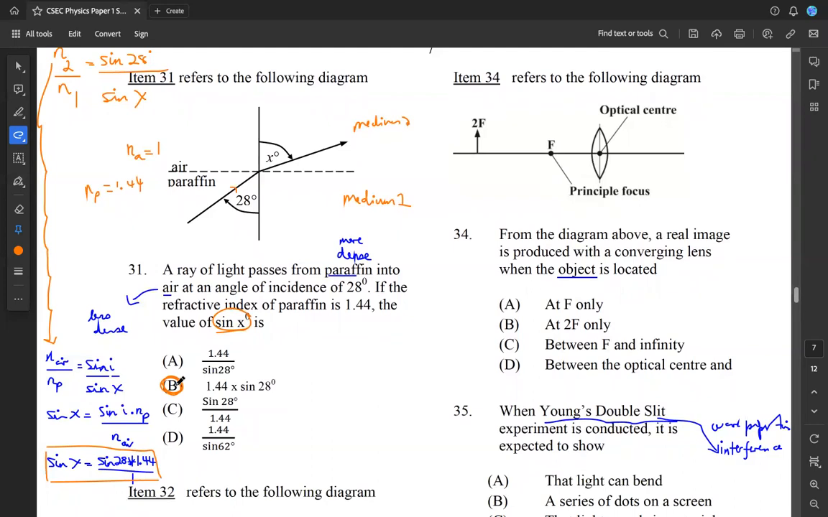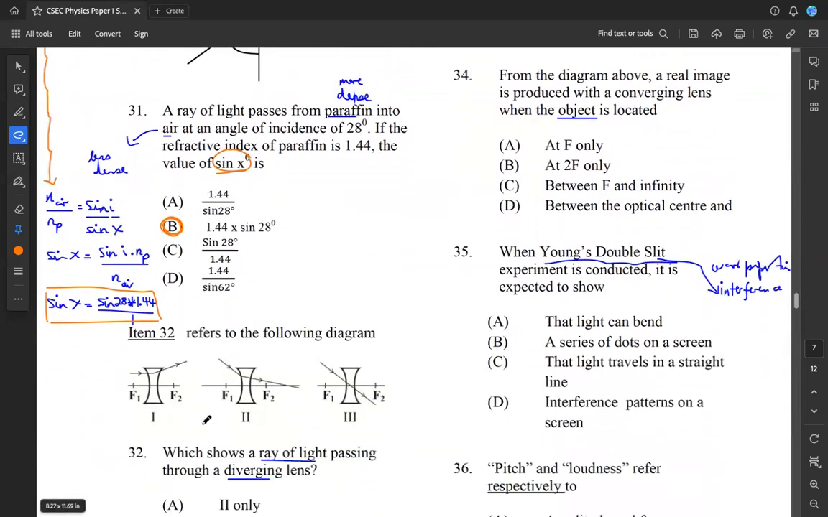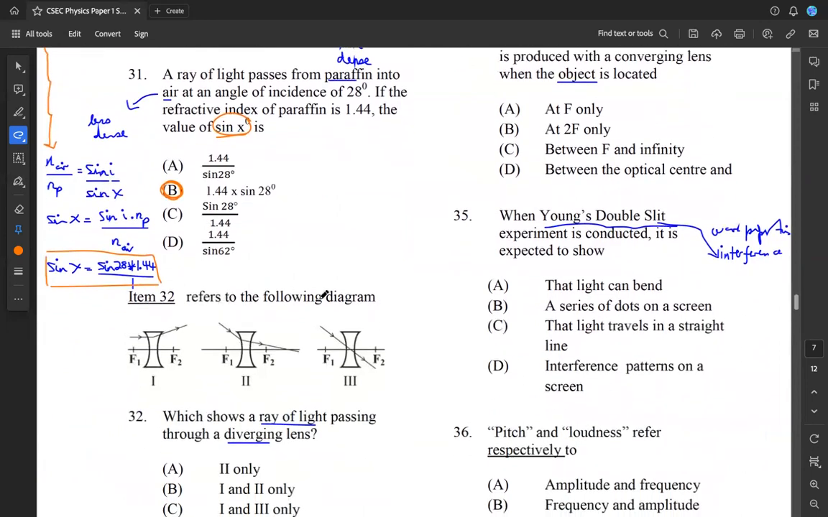So moving right along to item 32, which refers to the following diagram. Here's our diagram. In the first figure, we have a concave lens, and a ray coming in parallel to the lens, and then it's been diverged, so it's diverging outwards. In this case, it's converging. And in this case, the parallel ray is going through the optical center and it's just going through undeviated.